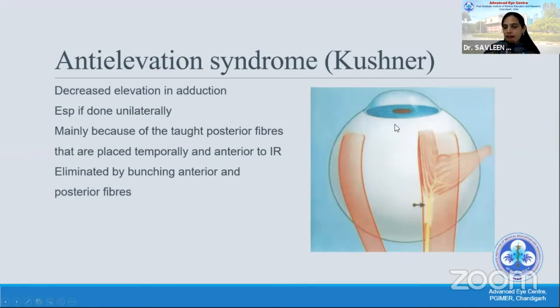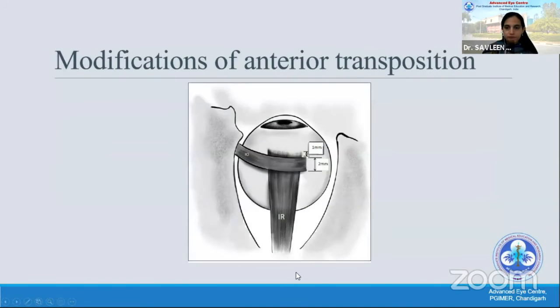Kushner described this anti-elevation effect, which was seen after these anteriorization surgeries, primarily done quite in the beginning, because it caused a decreased elevation in adduction, especially if done unilaterally, and because of these taut posterior fibers, which are placed temporal and especially anterior to the inferior rectus. So he described that this bunching effect of anterior and posterior fibers could eliminate this, and also not putting the inferior oblique ahead of the inferior rectus could also deal with this anti-elevation abnormality.